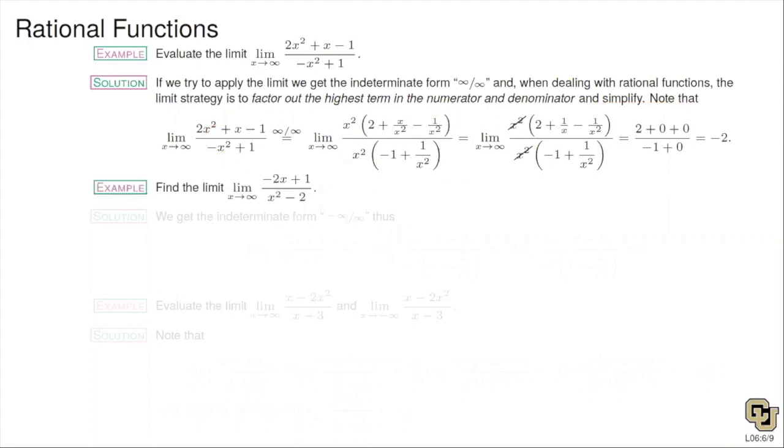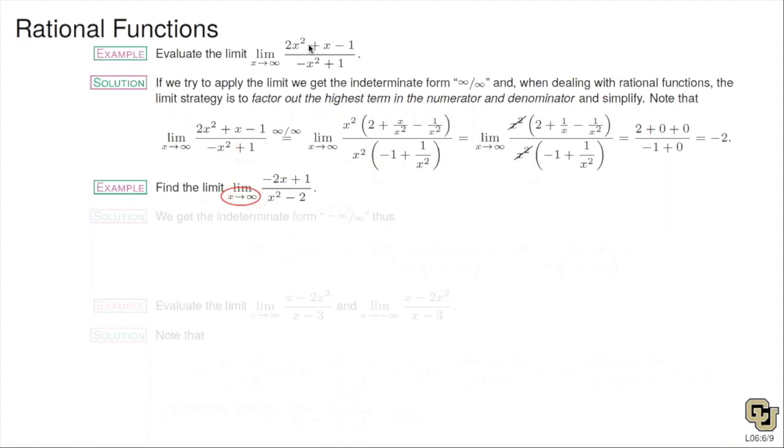So here, let me do the second example. In the first example, the highest order in the numerator and the highest order in the denominator were the same. In this example, the highest order in the numerator is less than the highest order in the denominator. Okay, so I want you to see what happens. And here, also keep in mind, x is going to infinity.